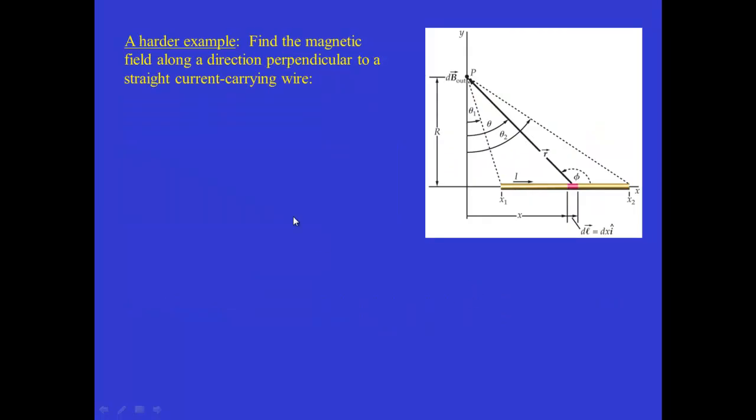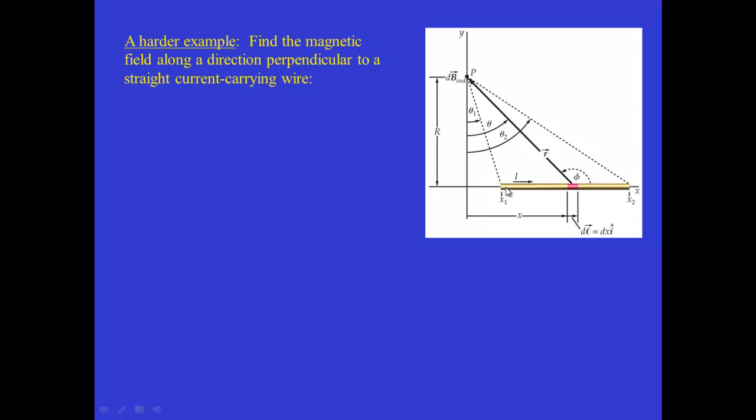Let's look at a harder example than the circular ring. And this one I'll just drag you through very briefly. It's done also in the textbook in a very similar fashion to this. But it's a harder example because there's a lot more geometry to deal with. So here's the question. Find the magnetic field along a direction perpendicular to a straight current carrying wire.